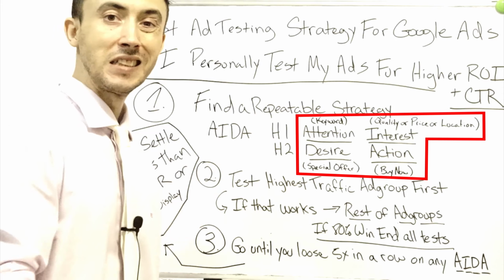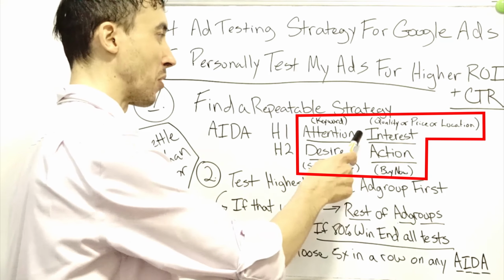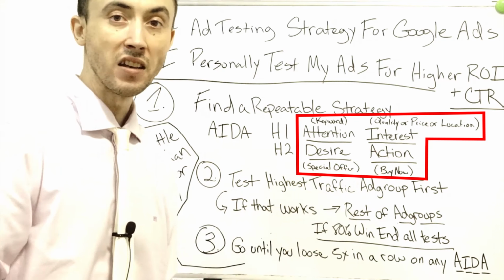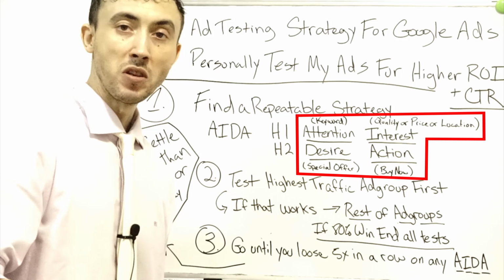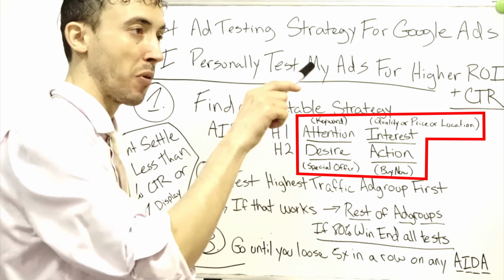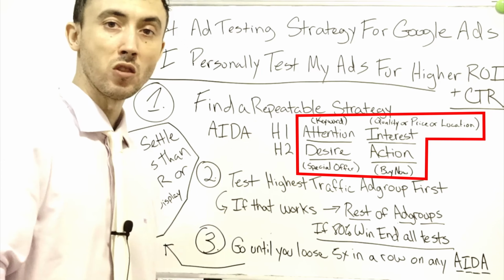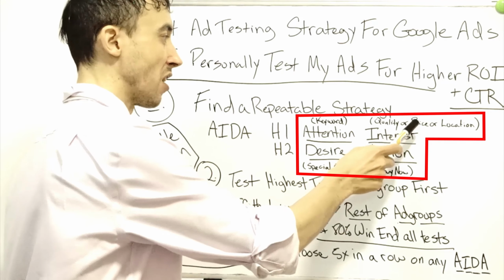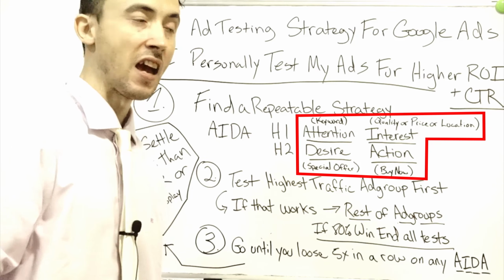This could be a warranty, a guarantee if you have a product. It could be the price of the product. Shopping ads usually work so well because you have the product image and the price. It gives the user the key information they need.